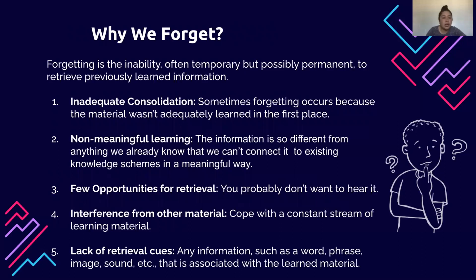The existing knowledge schemes weren't taught in a meaningful way. The third one is few opportunities for retrieval. Probably a lot of us experience this one, which is we don't want to hear it. The next one is interference from other materials, so we pretty much cope with a constant stream of learning material. And then the last one is a lack of retrieval cues, which is any information such as a word, phrase, image, sound, etc. that is associated with the learnt material.